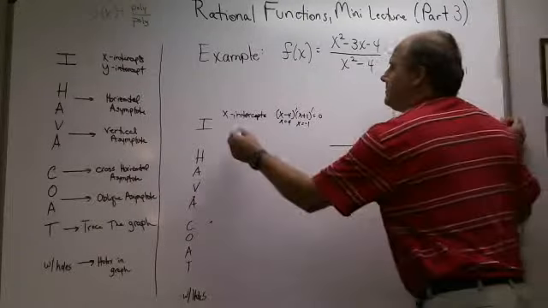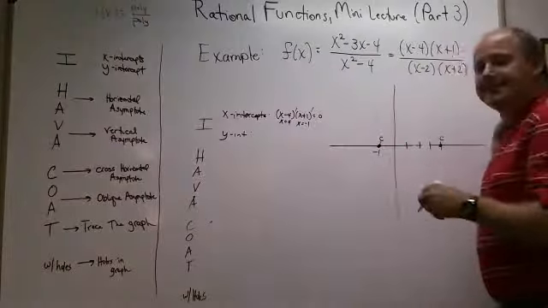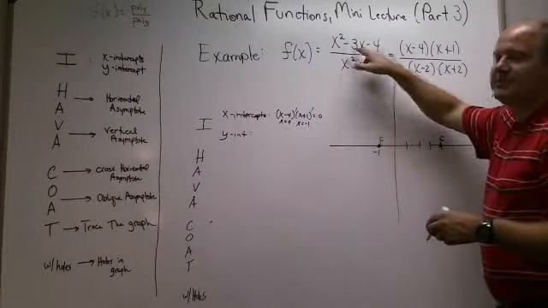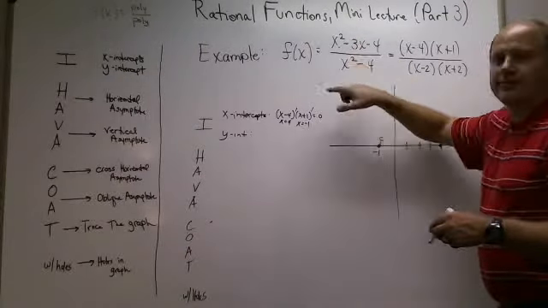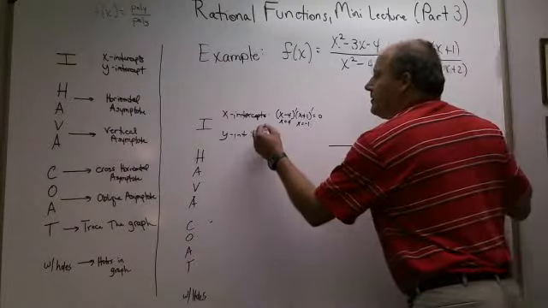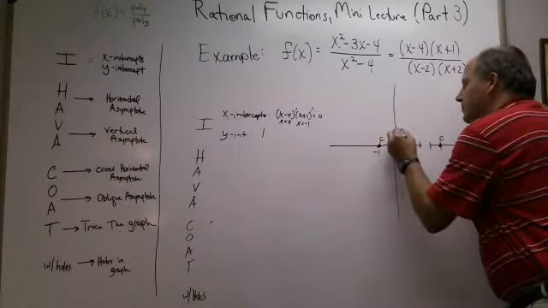Now the y-intercept, there's only one, is found by setting x equal to 0. I'm going to go back to the original because it's easier to set these x equal to 0. So 0 squared, 3 times 0, 0 squared, they're all 0. You end up with negative 4 over negative 4, which is a positive 1. So the y-intercept is right there.